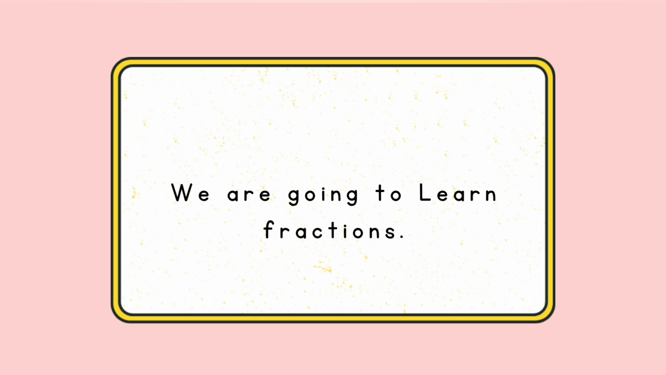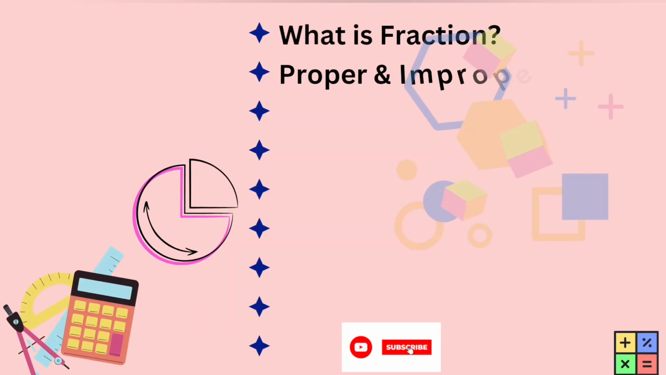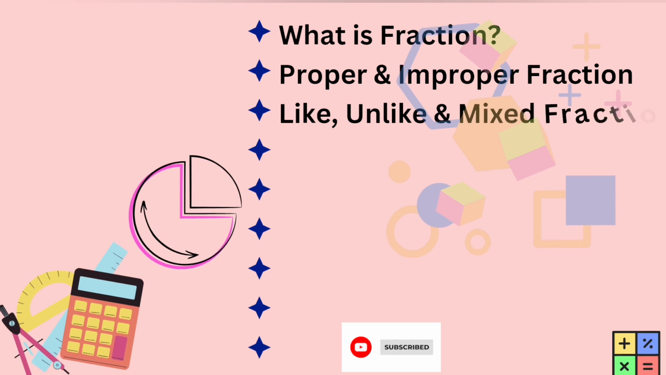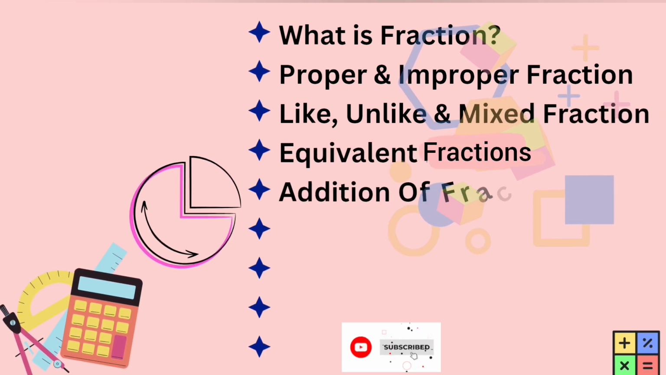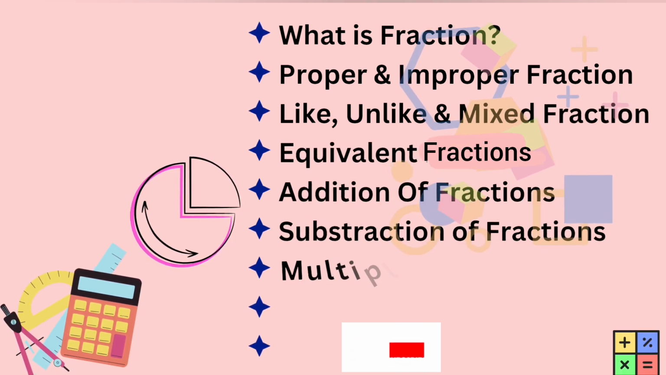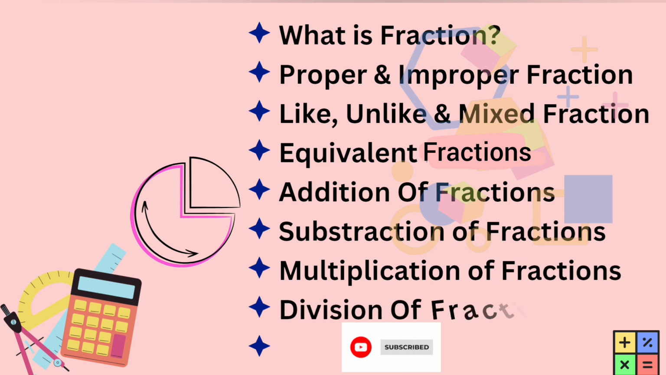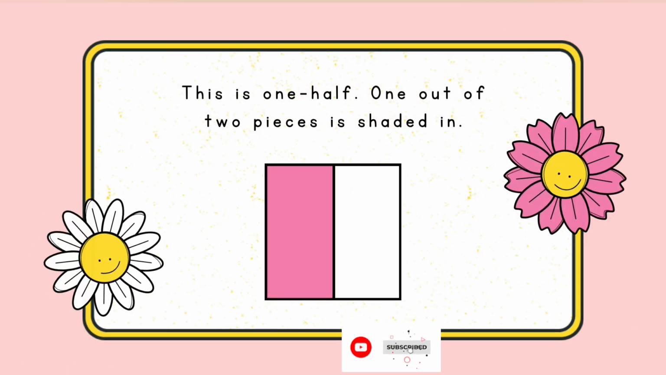So far, we have learned what the total divided parts are called. Now let's go a step further and understand what fractions are and how they represent these divided parts. In this video, we are going to cover everything about fractions, including what is a fraction, what are the types of fractions, like proper, improper, like, unlike, mixed, and equivalent fractions. And we are dealing with addition of fractions, subtracting fractions, multiplying fractions, and dividing fractions. Are you ready? Let's get started and make fractions fun and easy to understand.